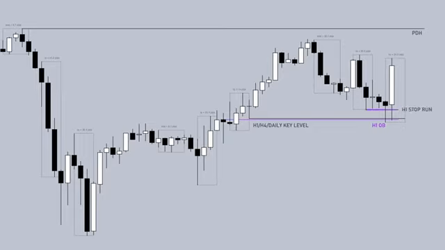So we have an hourly stop run into our key level, and you can see we have the London session highs as well as the Asia highs both being intact, and we also have our higher time frame draw on liquidity being the previous day's high.